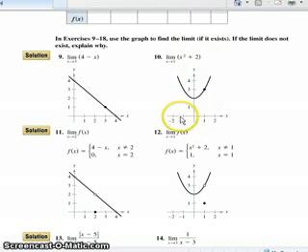As I'm moving along the x-axis here, as x approaches 1 from the left, what's happening to the y value? It goes up, it goes down, then it goes back up, and where does it end up? At 3. As you approach from the right, it goes down to 3.